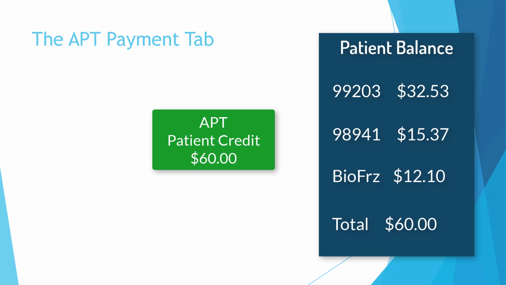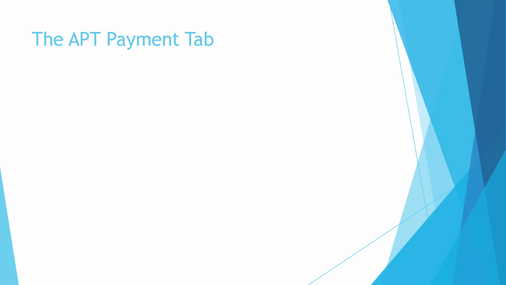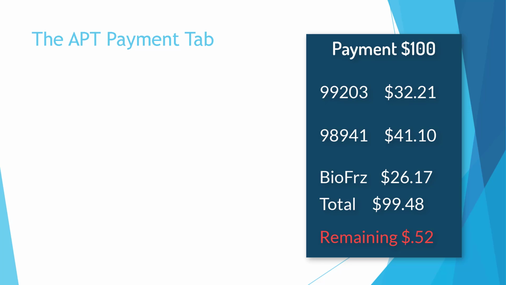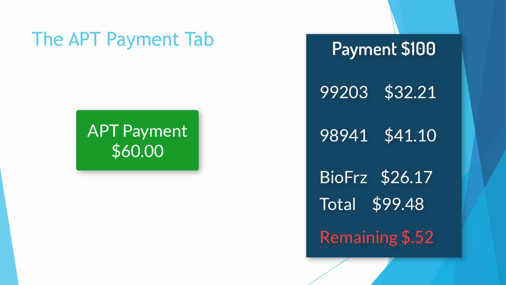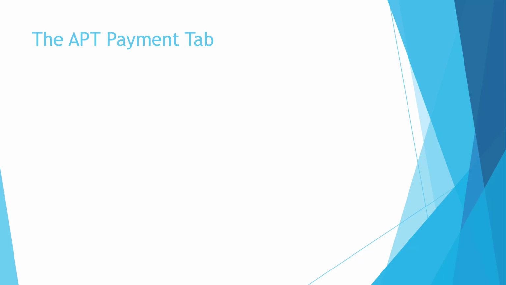Remember, when applying payments using the APT from a patient credit balance, the tool will automatically apply the oldest funds to the oldest selected charges. For example, if there was a $100 payment made last October and there was 52 cents left from the payment, the APT would use that 52 cents to pay for a charge before any more recent payments. Using the APT Payment tab, you can select the specific payment that you want to use to pay for procedures and services. Let's take a look at how this works.